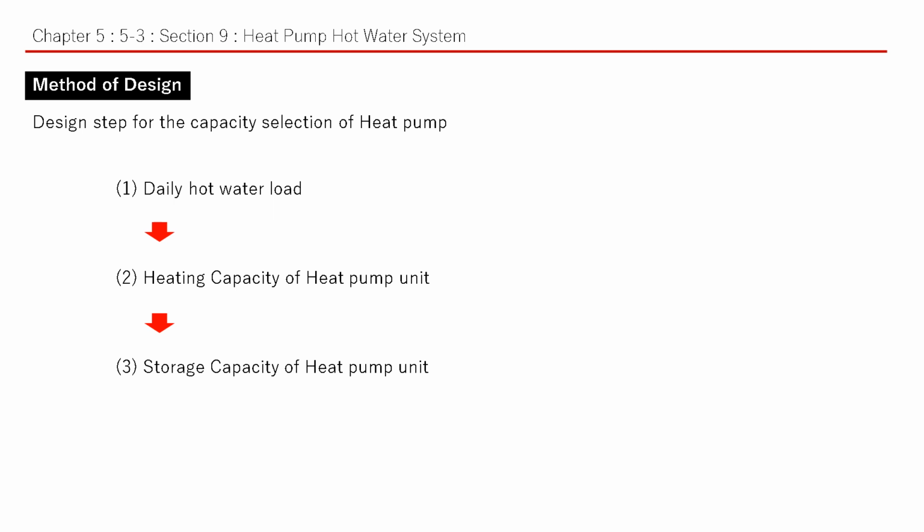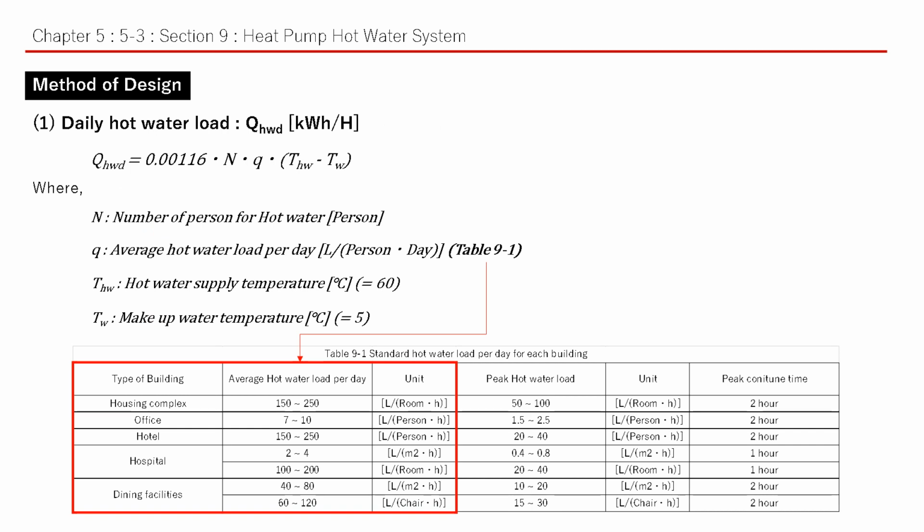This is the design step for the capacity selection of heat pump. We can calculate in the following three steps. Step 1, to calculate daily hot water load. Step 2, to calculate heating capacity of heat pump unit. Step 3, to calculate storage capacity of heat pump unit. We will start to explain the detail for each step.